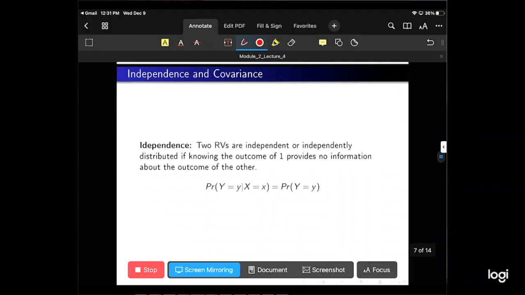All right, independence and covariance. Another definition: two random variables are independent, or independently distributed, if knowing the outcome of one random variable provides no information about the outcome of the other. In other words, the probability that y is equal to little outcome y, conditional on x equals little outcome x, is equal to the probability that y is equal to little outcome y. In other words, knowing this does not help us at all if we want to know that.